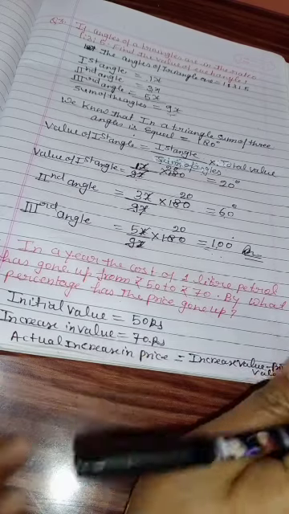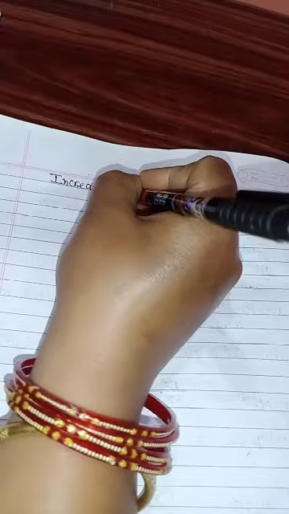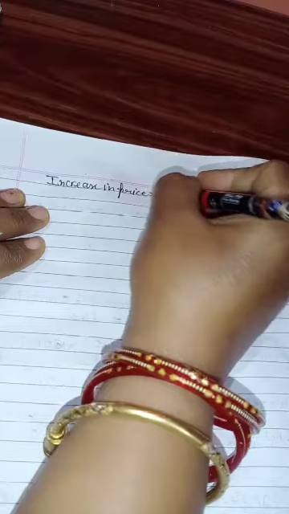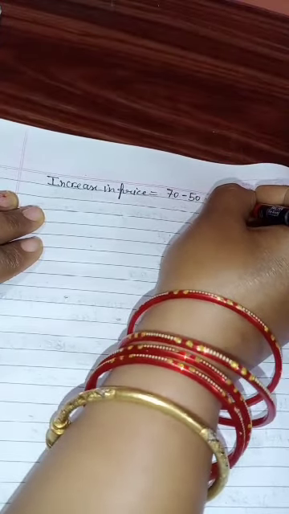So increased value is how much, beta? See, increased value is 70 rupees. So increase in price is equal to 70 minus 50, which is equal to 20 rupees. Now you have to find the increase percent.